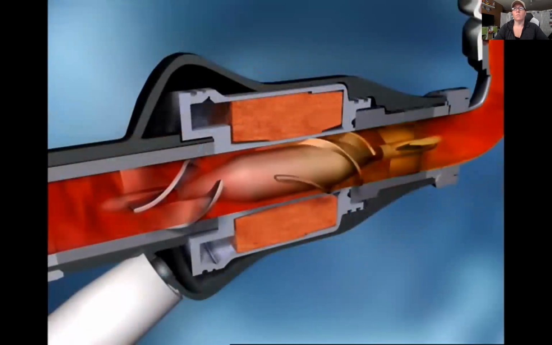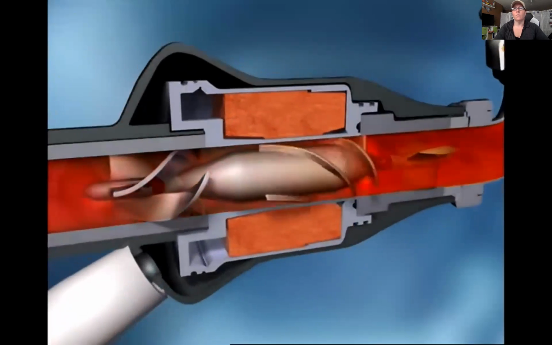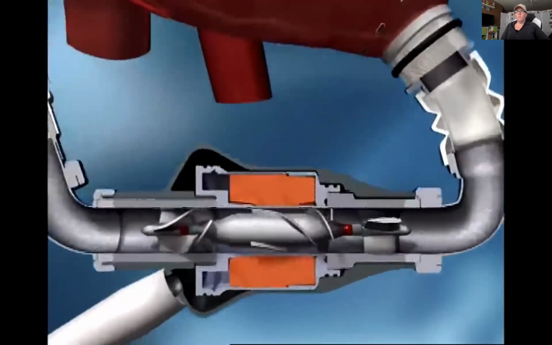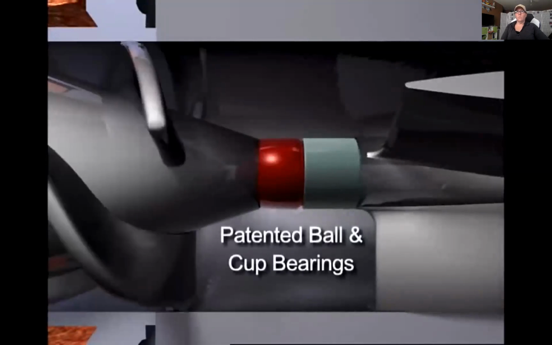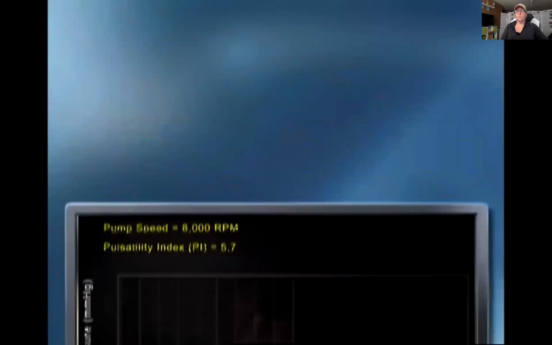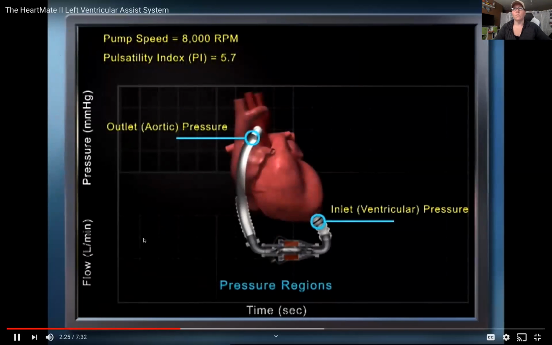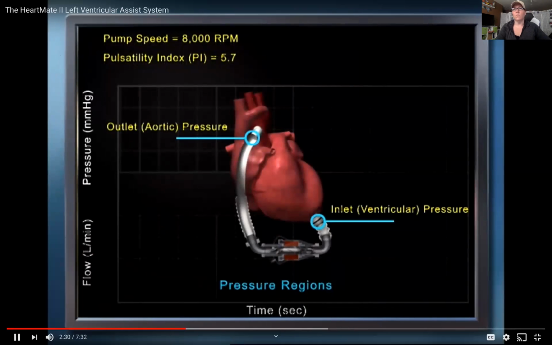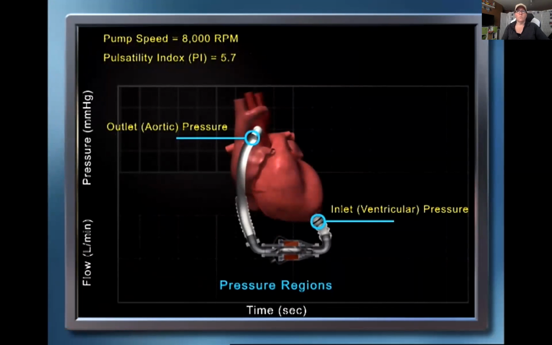In typical operation, the pump runs from 8 to 10,000 RPM. The HeartMate 2's patented ball and cup bearings are designed for long-term reliability and the minimization of blood damage. Pump flow is defined by two factors, pump speed and the pressure difference across the pump. For a fixed pressure difference across the pump, increasing the pump speed will increase pump flow. At a fixed pump speed, decreasing the pressure difference across the pump will increase pump flow.